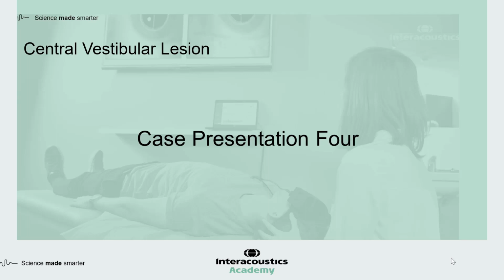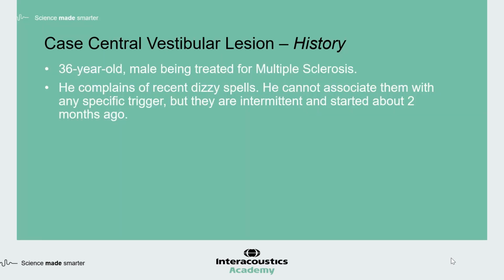Okay, and then let's take a look at the final case. Again, another central vestibular lesion. So this is a 36-year-old male that's being treated for multiple sclerosis. He has had recent complaints of dizzy spells. He cannot associate them with any specific trigger. So I always ask my patients if they have a trigger, if they know of something that they do or smell or something that triggers that dizziness. And he didn't have any explanation that he could give me for anything that would trigger the dizziness. He did say that it was intermittent and that it had started about 2 months ago.